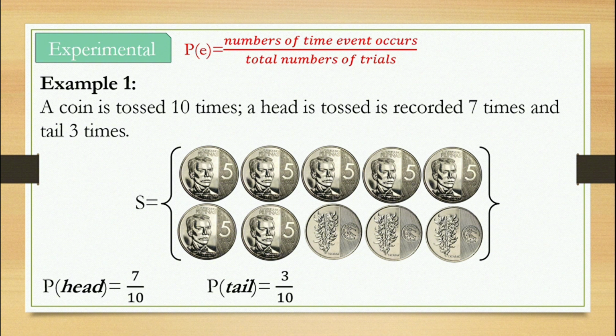How about for the tail? Yes, that's right. It is 3 times. Then, how about the total number of trials? Yes, that's right. It is 10 times. So for the head, we have 7 over 10. And for the tail, we have 3 over 10.